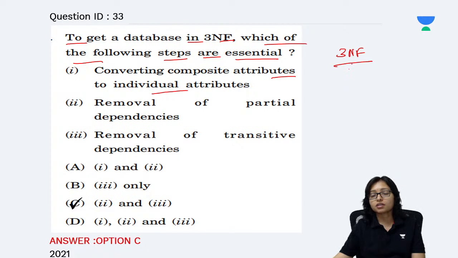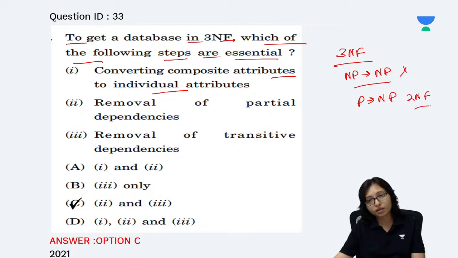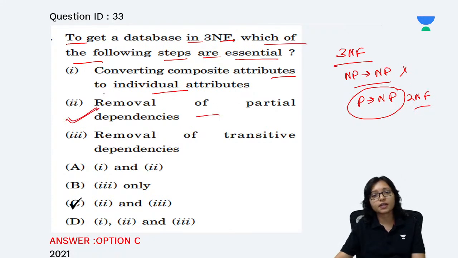3NF means what to do: non-prime to non-prime dependency is not allowed, and prime to non-prime is also not allowed as per the 2NF rule. These are the two important rules. So removal of partial dependency definitely has to be there.